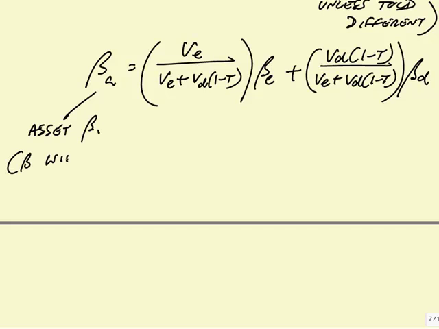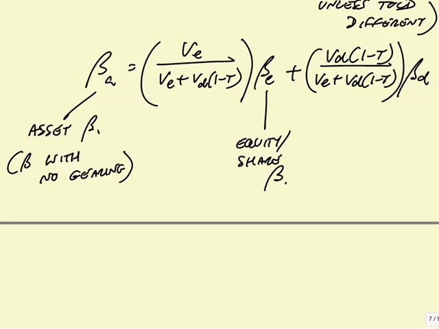But beta A, or the asset beta, is the beta with no gearing, which is what we're after. If there was no gearing, it'd be less risky. That's the beta of the actual business. Beta E is the share beta, or the equity beta. And beta D is the debt beta.